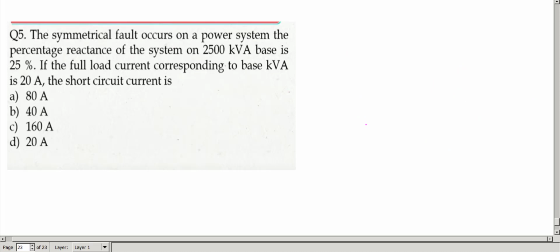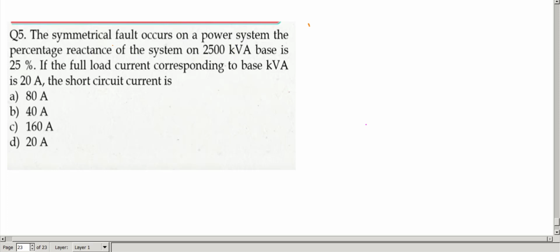Let's see the next question here. The symmetrical fault occurs on a power system. The percentage reactance on a 2500 kVA base is 25%. If the full load current corresponding to base kVA is 20 amperes, what is the short circuit current? So kindly observe the question here. The symmetrical fault occurs on a power system.